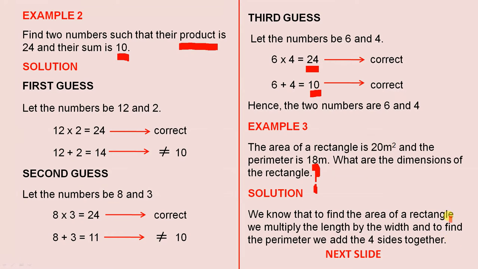So there are two important bits of information here. For the area, you multiply the length by the width, that gives you the area. And for the perimeter, you have to add the four sides together. So let's go to the next slide and see what happens.